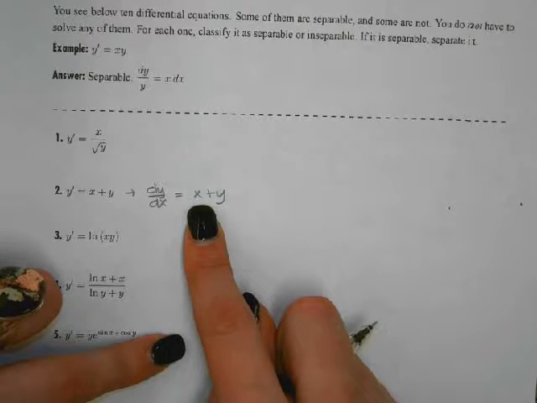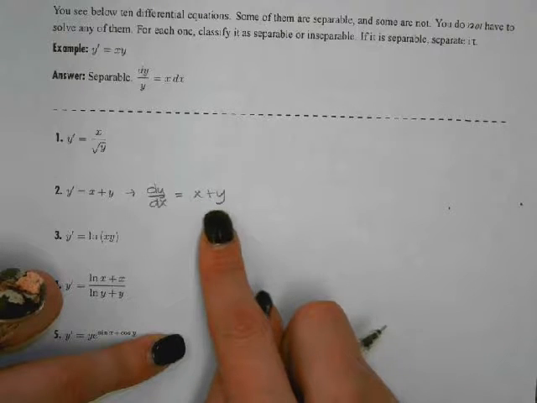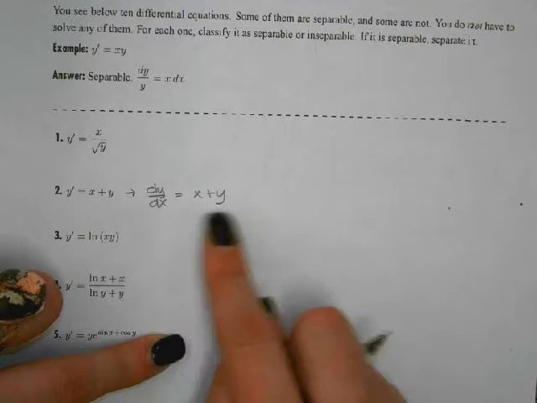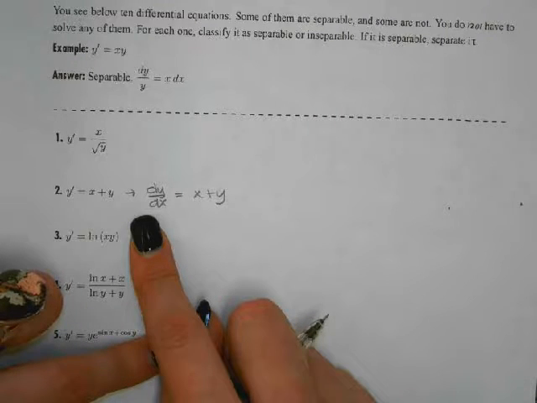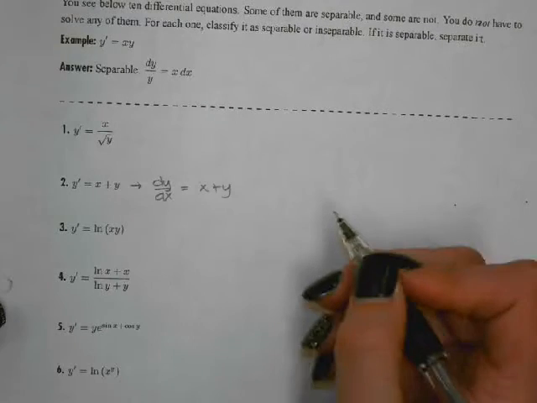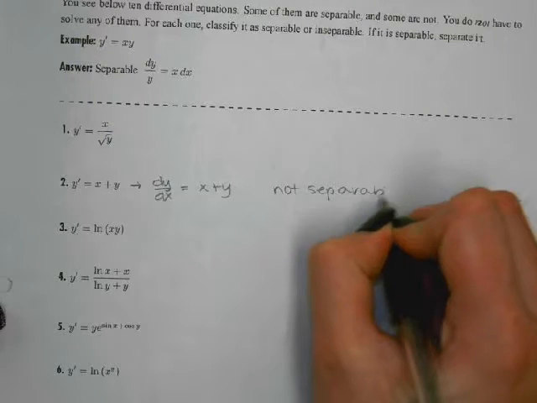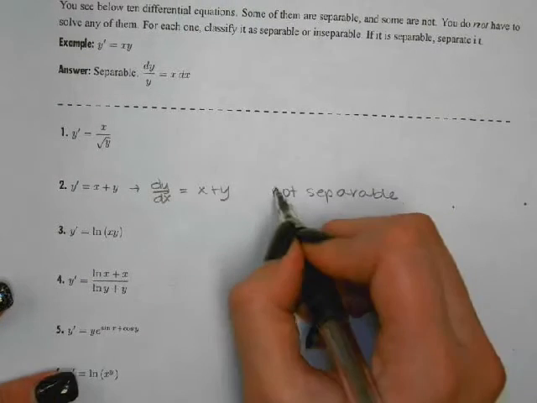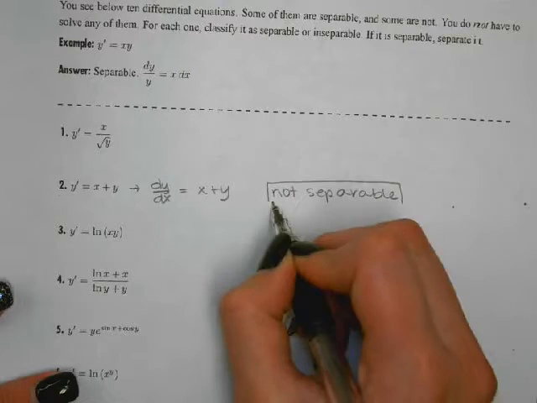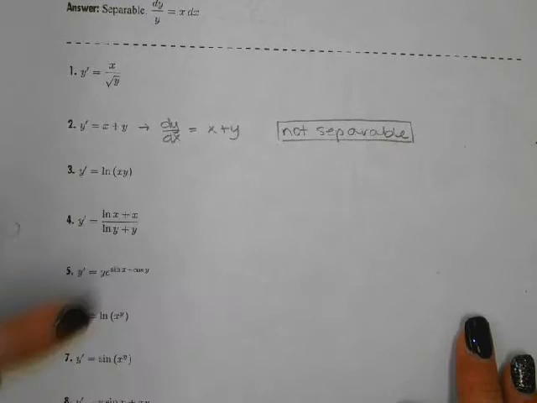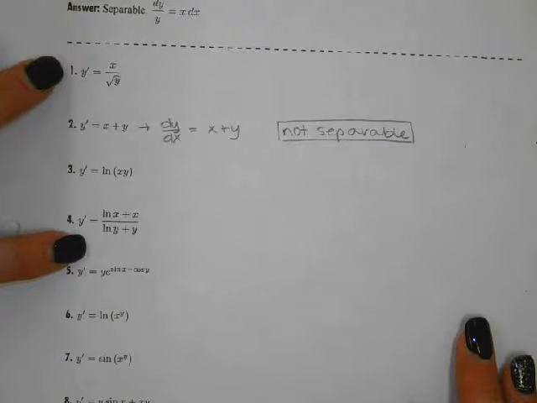And the reason I cannot do that is because the only way for me to move the y to the other side is to add or subtract it. And differential equations are only separable if you are multiplying or dividing that y to the other side to move it. All right, so here we're going to say that this is not separable. And that's because there's no way for us to move the x and the y to either side by multiplying or dividing them individually. You'd have to add or subtract them, and that does not make for a separable differential equation.